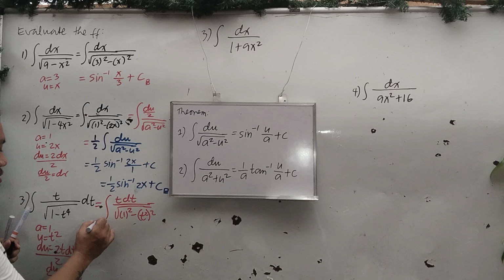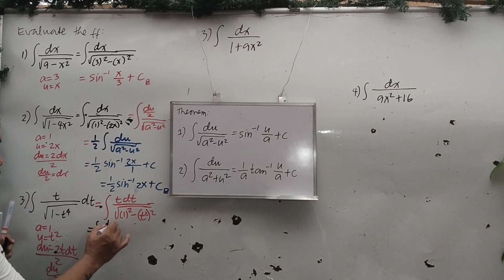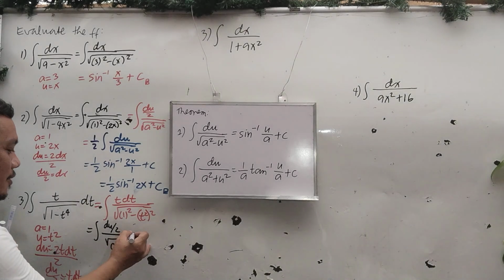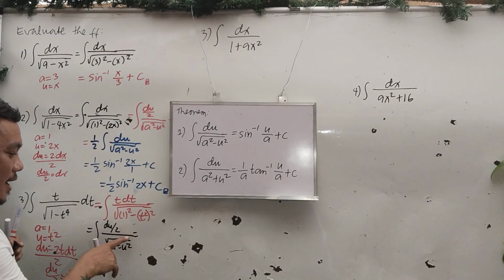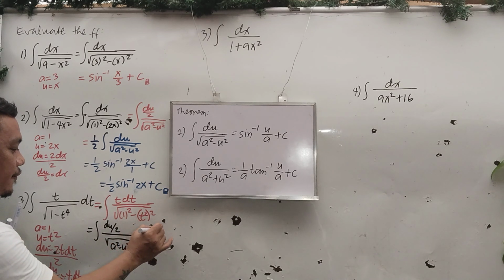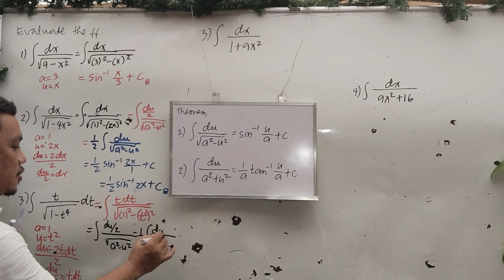So, that is the integral of du over 2 all over the square root of a squared minus u squared. So, padayon, pagawas na ta ang 1/2. So, 1/2 integral of du over square root of a squared minus u squared.